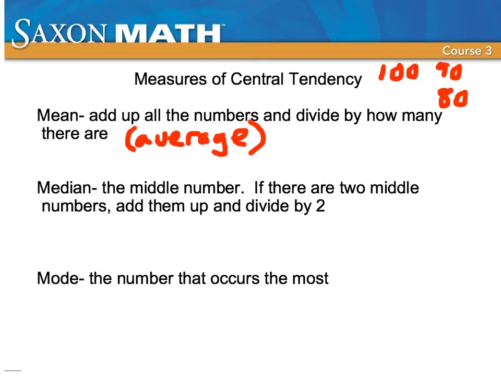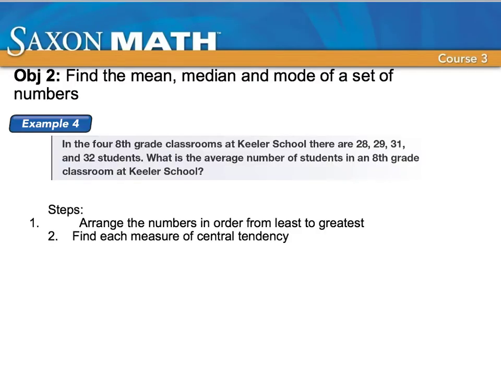Let's do one example with these. Objective number 2 is to find the mean, median, and mode of a set of numbers. We talked about how to find the mean, the median, and the mode. I told you on the last slide how to find them, so now we're actually going to do it. I should have put these steps above my example, but I wasn't thinking. So make sure you write these steps down.